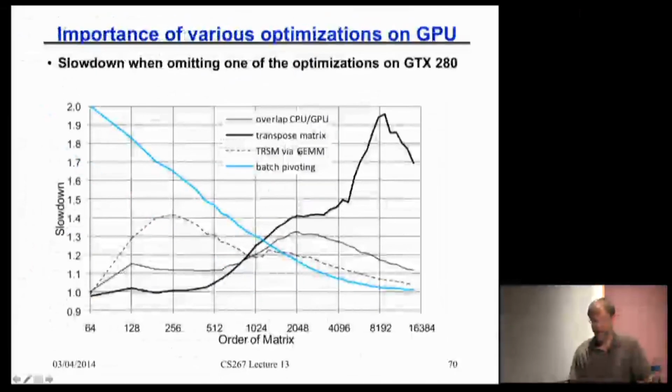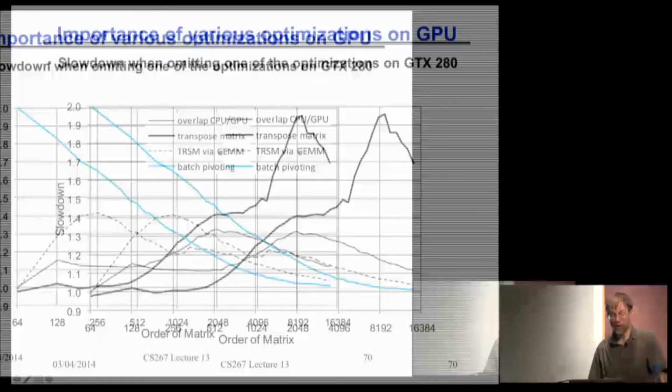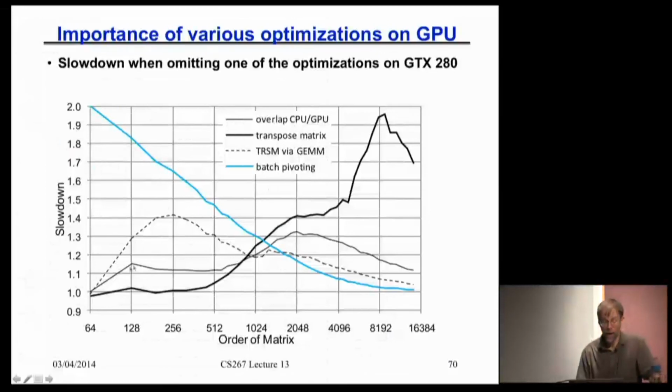So here is sort of saying how important were all of those different optimizations. Overlapping the CPU and the GPU got us up to like, let me get this right, a 30% speedup. Transposing row-wise to column-wise, that was a factor of like 1.9 for different matrix sizes. This is for doing all the pivoting. I didn't describe this in detail. So moving lots of rows at the same time. And this speedup of 40% was for changing triangular solve to matrix multiply.